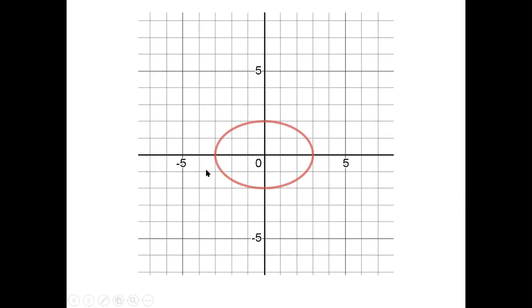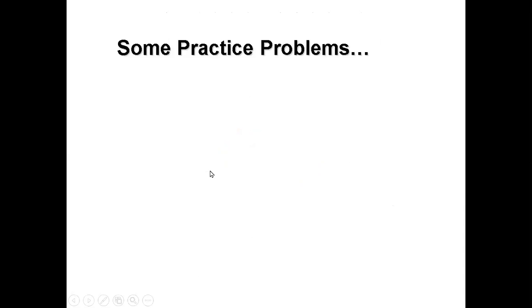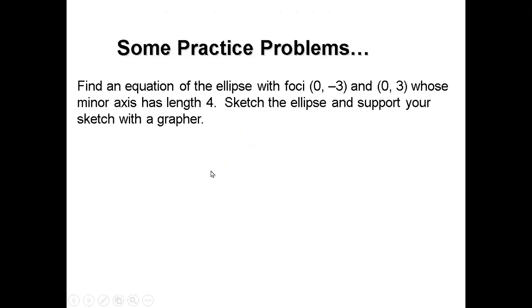So this is the graph of that standard equation. Okay, let's try another example. Find an equation of the ellipse with foci (0, -3) and (0, 3), whose minor axis has length 4. Sketch the ellipse and support your sketch with a grapher.